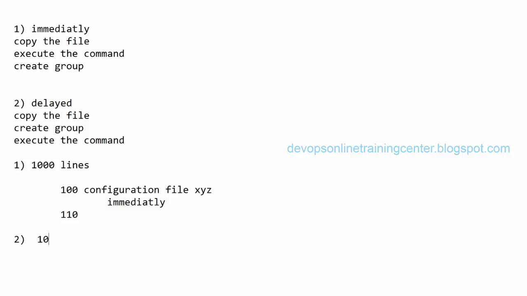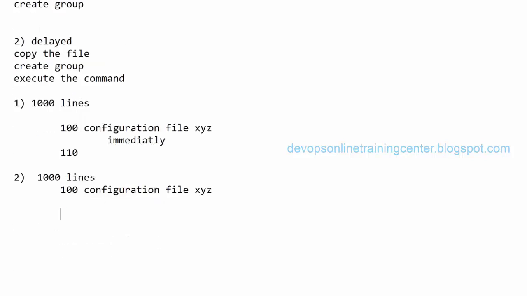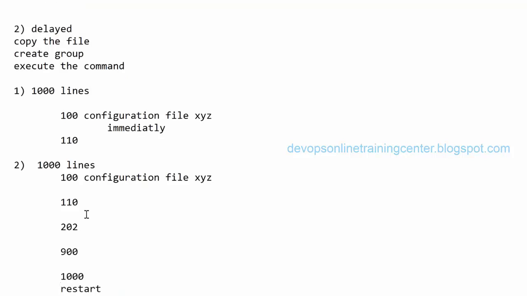The second case is, again a 1,000 line cookbook, and at the 100th line I have done some configuration change in a file, and there are some more configuration files that need to be modified, and I don't want to restart the application 10 times. I want to do all the changes, at the 200th line, the 300th line, there are different files associated with the configuration, and there is one file at the 900th line also, and I want to restart the application once at the end of the cookbook. So the second approach, delayed, will work for the second scenario. The first approach will work for the first scenario.